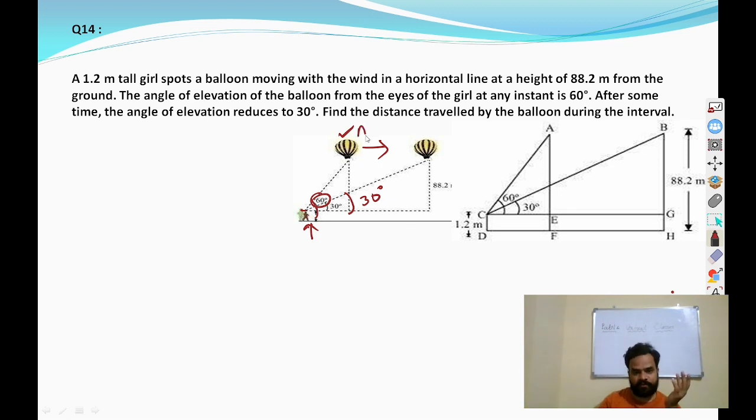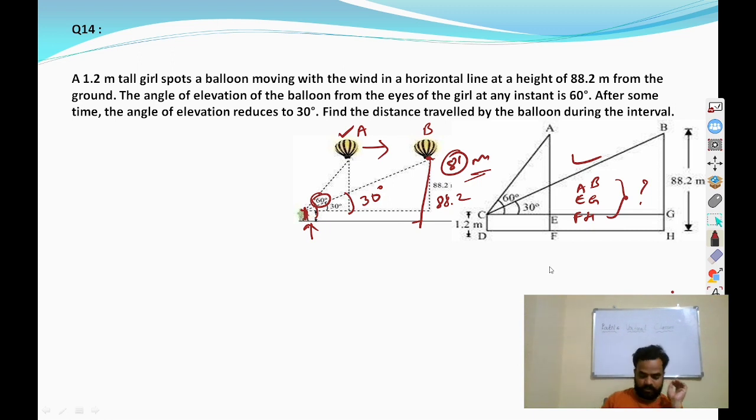I will take the balloon is moving from a point A to a point B. And the height of the girl they have given is 1.2 meter, and the overall height of this balloon from the ground is 88.2 meter. So in this 88.2, if I reduce the 1.2 meter height of this girl, what is remaining? 81, right? 81 meter. They are asking you to find the movement of the balloon, A to B. We need to find AB on this diagram. Either you find AB, or you find EG, or you find FH. Any one out of these you need to find. This is the question. Clear? So write the solution here.